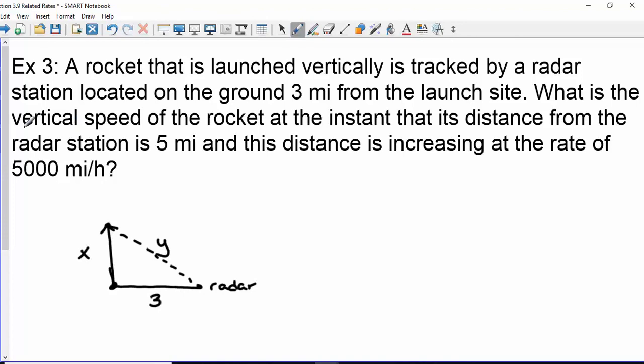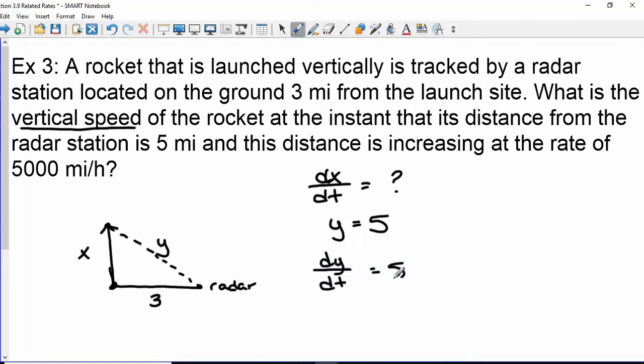Alright, so going back, what's the vertical speed? Speed is derivative. My vertical variable is x, so the variable for speed would be dx dt. We always do with respect to time, because we're doing rates. So that's what we're trying to find. At the instant that its distance from the radar station, so distance from the radar station is y, is 5, and that distance is increasing. So how that's changing is the derivative. So dy dt is 5,000.